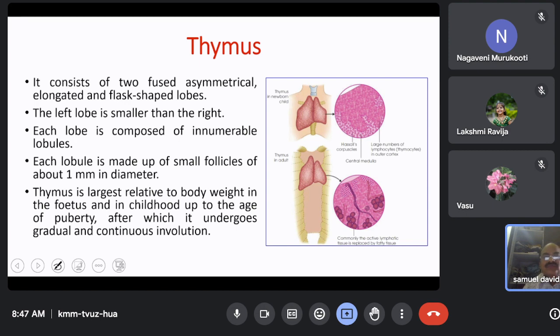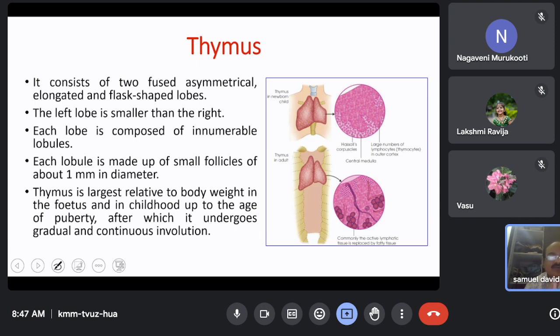It consists of two fused asymmetrical and elongated flask-shaped lobes. The left lobe is smaller and the right lobe is larger. Each lobe is composed internally of a number of lobules, and each lobule is again made up of small follicles. Coming to its weight, it is largest relative to body weight in the fetus and in childhood up to the age of puberty, after which it gradually degenerates.